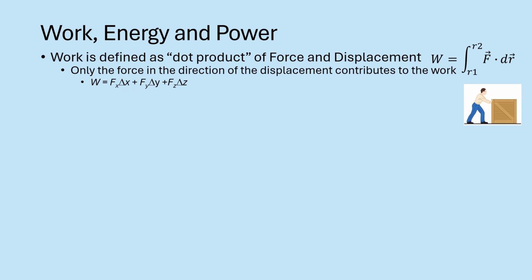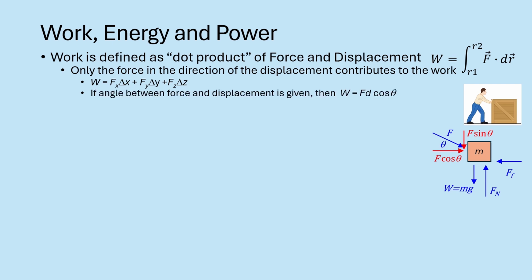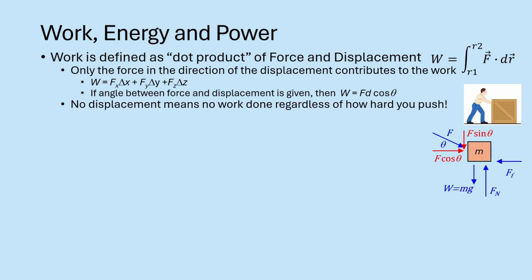How much work does gravity do on a crate you push across a frozen lake? 0. How much work does gravity do on a car sliding down an icy hill? Not 0. It's the car's weight times the vertical height of the hill. No displacement means no work regardless of the force.